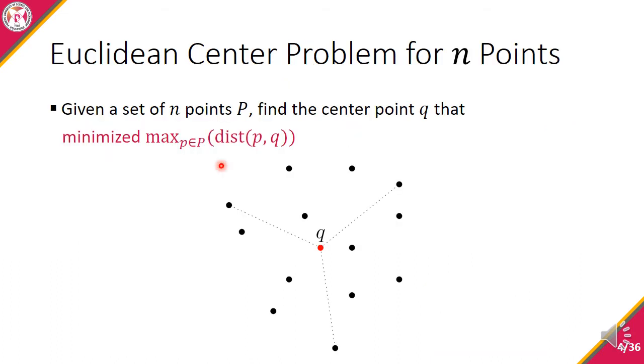From now, let's get to the main subject. We study variations of the Euclidean center problem. The definition of the Euclidean center problem is as follows. Given a set of n points, find the center point Q such that it minimizes the maximum Euclidean distance between the input points and the center point Q.